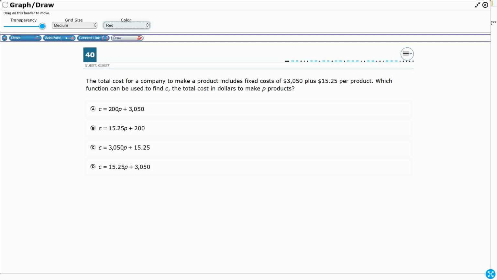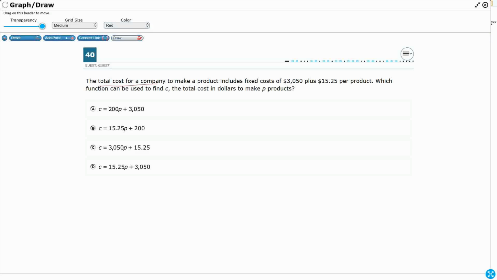All right, so we've got just a basic verbal description here. We've got the total cost for a company to make a product includes two different values. We've got a fixed cost of $3,050. That's a pretty big fixed cost. And then it costs $15.25 per product. So they're probably going to sell these items for a steep amount in order to make that money back.